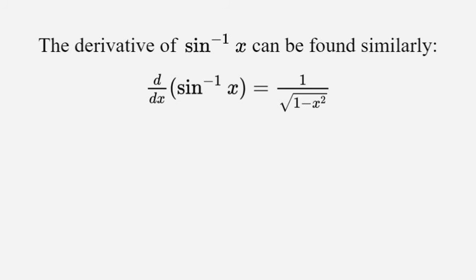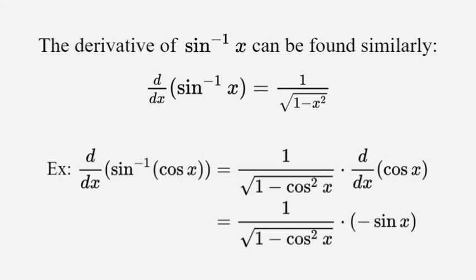Next, let's talk about the derivative of sine inverse of x. And the proof for this one is the same idea as the derivative of tangent inverse, and so I'm not going to repeat it because you already have a sense of where this rule would come from if you wanted to find it. Now, the derivative of sine inverse of x is equal to 1 over the square root of 1 minus x squared. And let's use this to find the derivative of sine inverse of cosine of x.